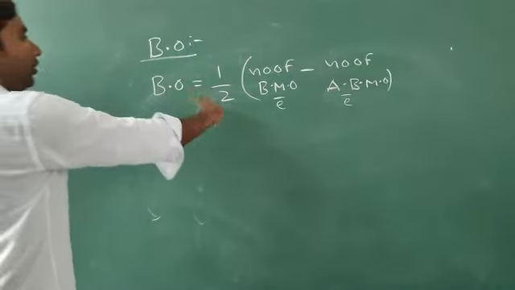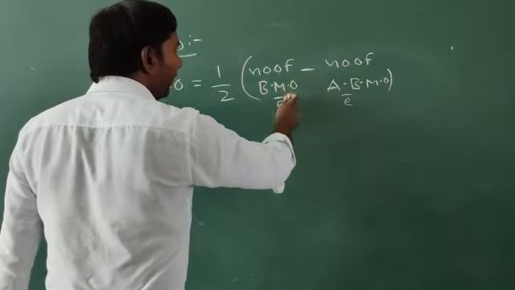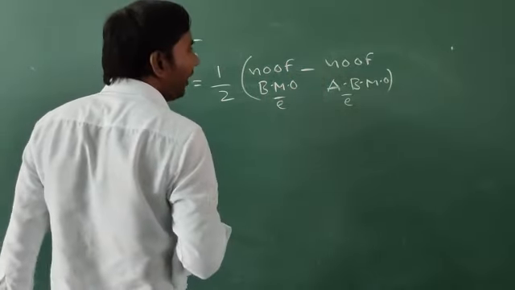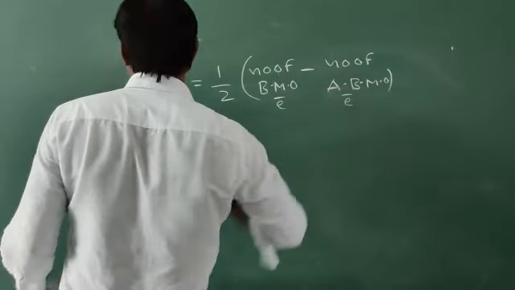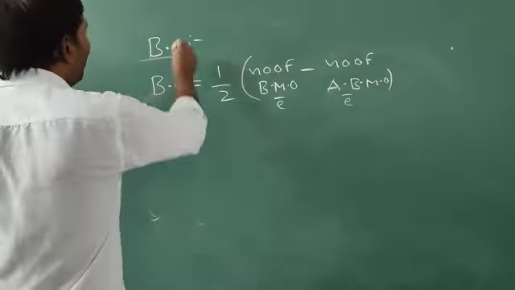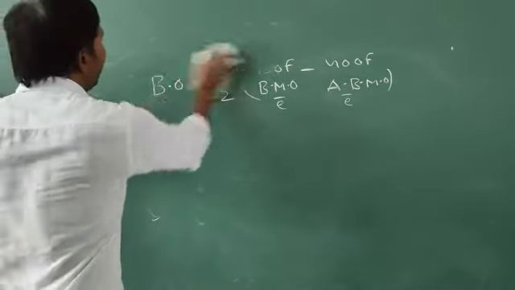So bond order is half into the number of bonding molecular orbitals having electrons minus the number of anti-bonding molecular orbitals having electrons. This is the bond order. BO means bond order.